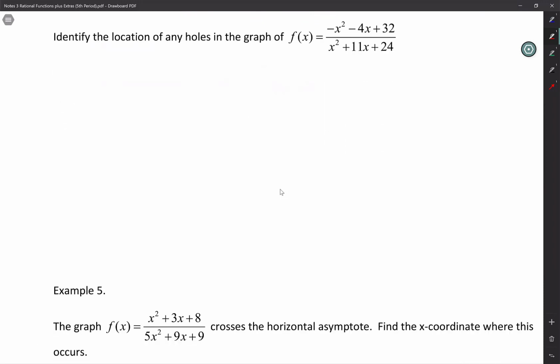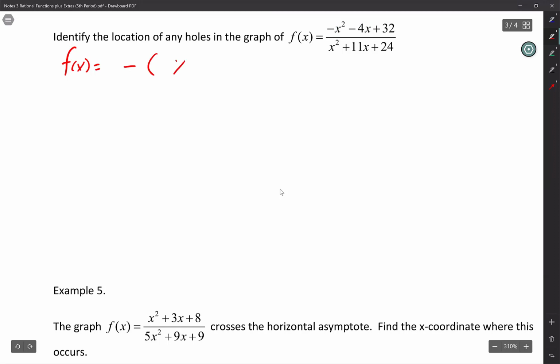Identify the location of any holes in the graph of this function, -x squared minus 4x plus 32, all over x squared plus 11x plus 24. So the first thing I would do, guys, is factor out this negative from every single one. Just change the polarities of everything.